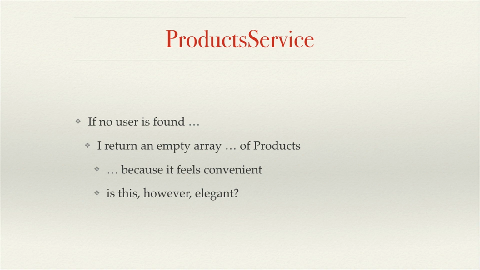So if no user is found, I return an empty array of products because it feels convenient. Is this, however, elegant? Remember, you're building an API. Think about the feelings of the person who's using your API right now. They accidentally put the wrong user ID, and they keep trying. And they're like, I did put products in this user's basket, and I keep getting no products. People start hating me if I do that, and I don't want to be hated. But let's explore it.